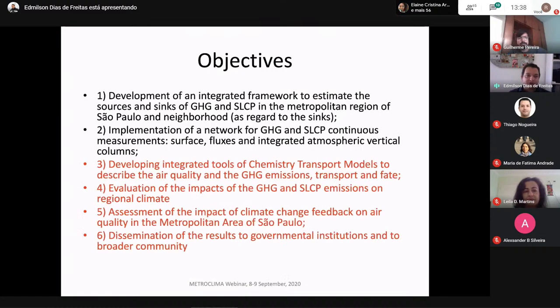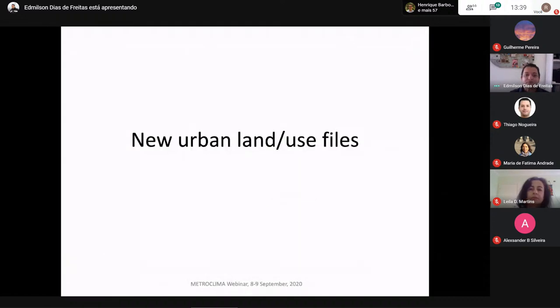Starting with the objectives of the project. Actually, the modeling part is almost everywhere in the project. We are in at least three of the main objectives of the project. And we have been working on a lot of things, and I'm trying to show you as fast as I can.